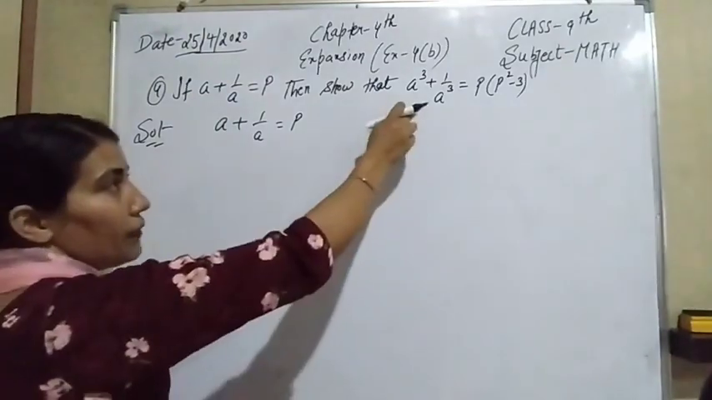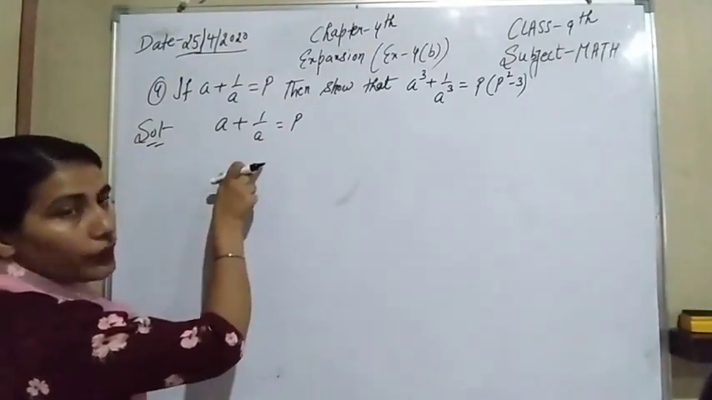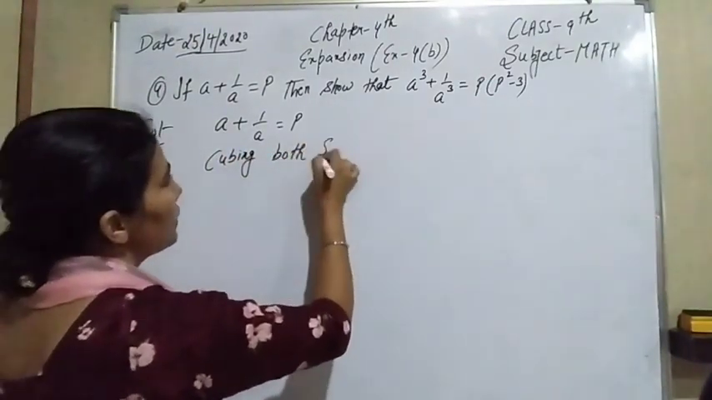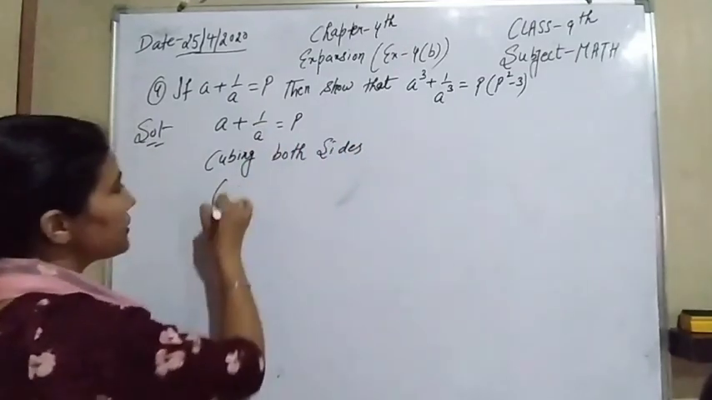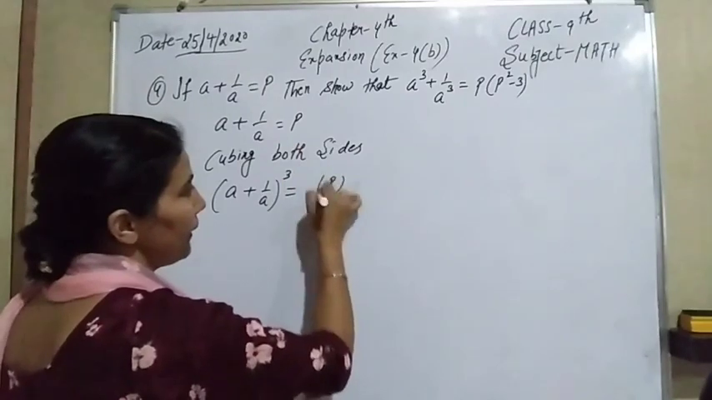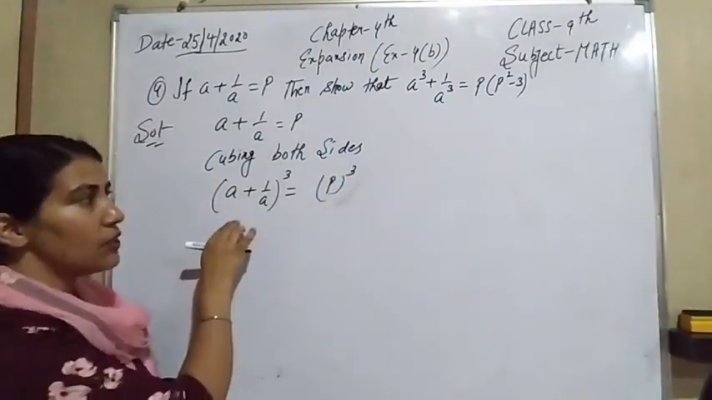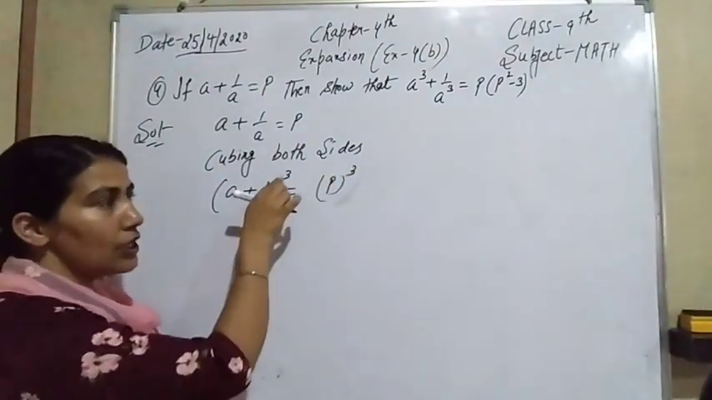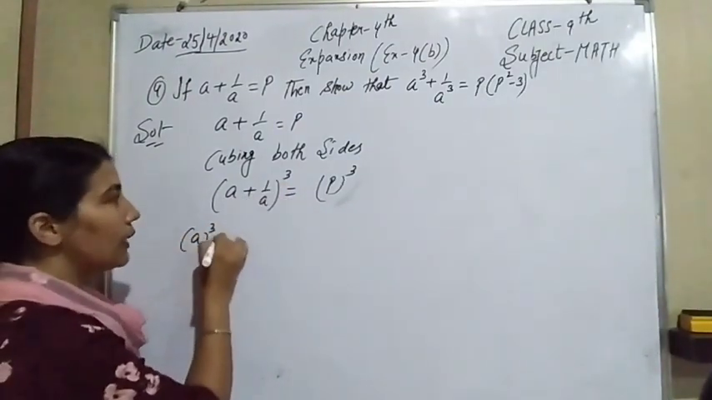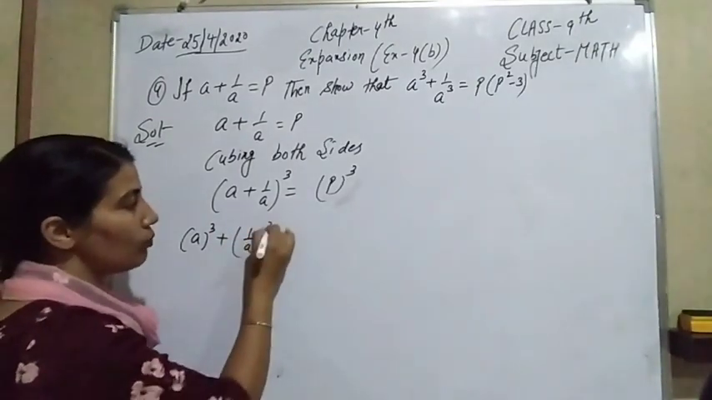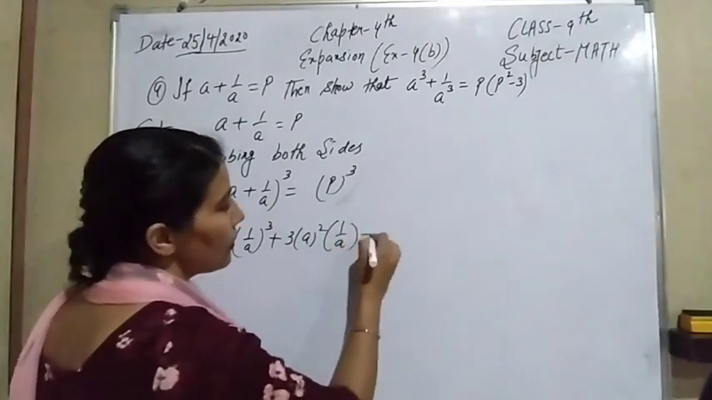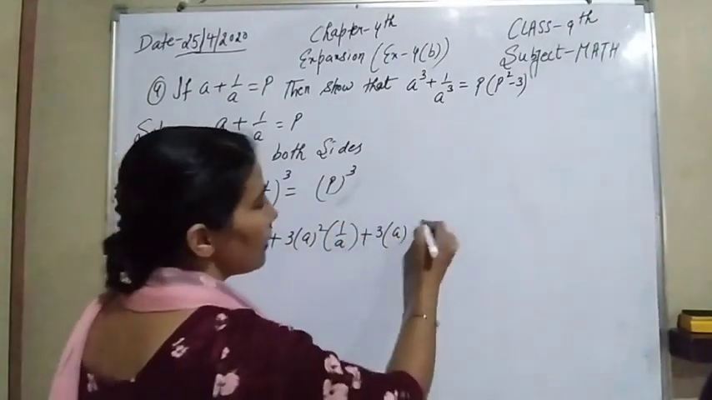Clear? So here there is a cube, which means we have to do its cubing on both sides. Cubing both sides. Now here is a plus 1 over a whole cube, and here is p cube. Now which identity is being used here? That is (a plus b) whole cube: a cube plus b cube plus 3a square b plus 3a b square.